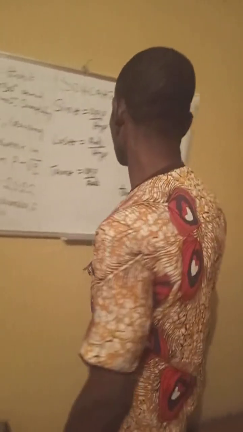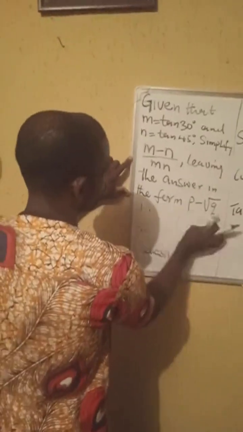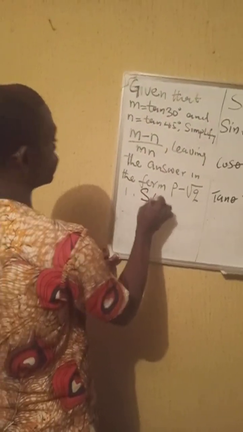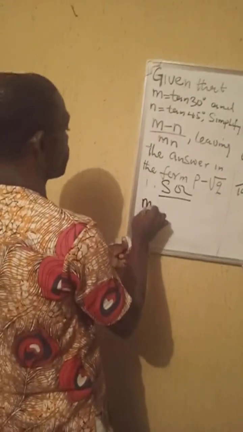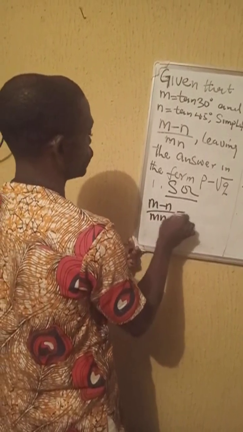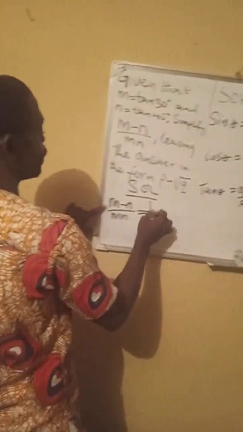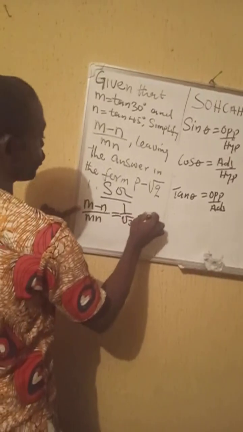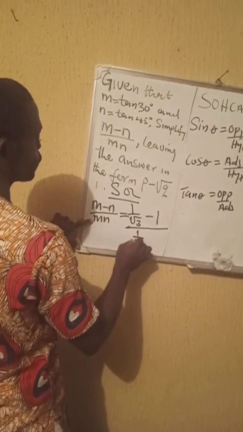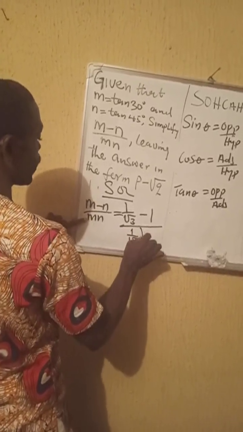So now we are going to substitute these values from the question given to us. So we work like this. We now have a solution. So we have (m minus n) divided by mn, which is equal to m, as we have seen, is 1 over root 3, minus 1, divided by m, which is still 1 over root 3, multiplied by 1.